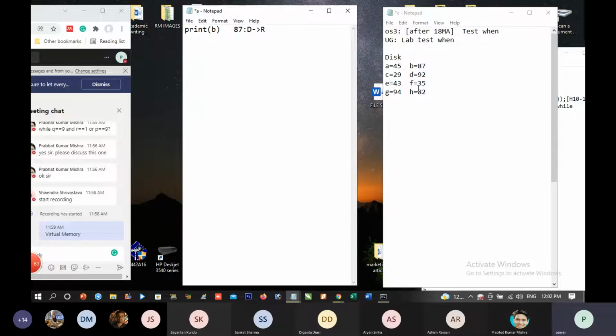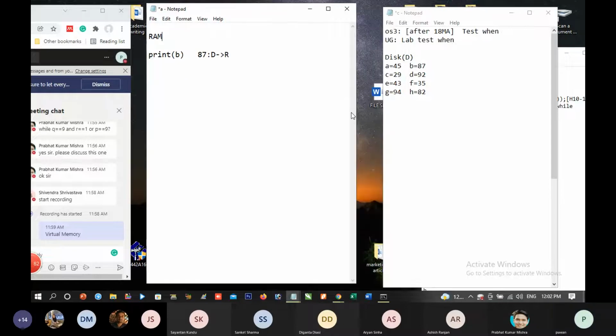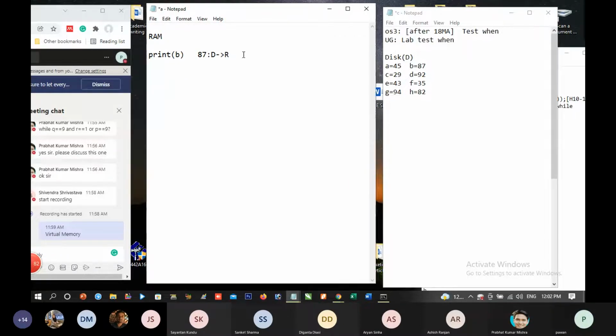D is disk and R is RAM. Let us call this disk. And on the computer, we are looking for the RAM. So here there is RAM. So what does RAM have? RAM has the value of B inside the RAM.